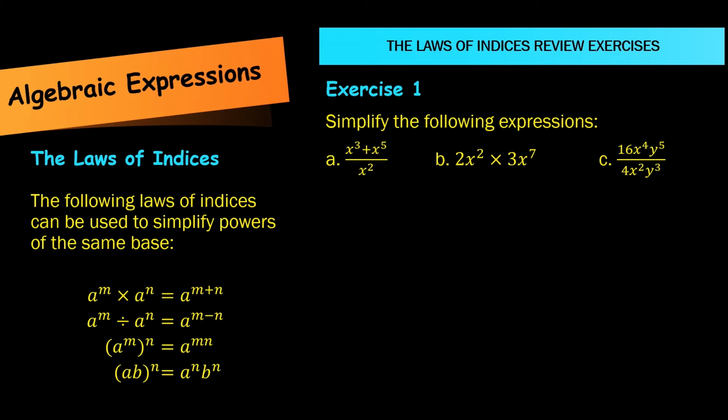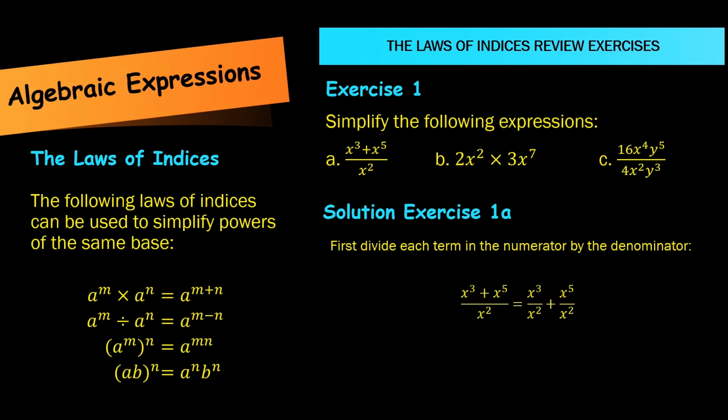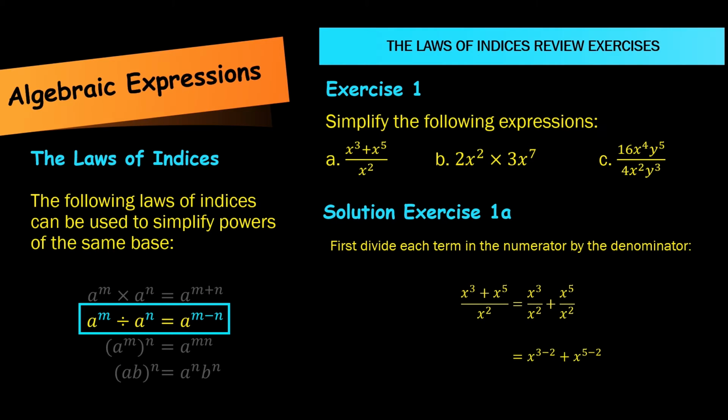So let's have a go at exercise 1. Simplify the expressions shown on your screen. We will proceed to solve exercise 1a. We are required to divide each term in the numerator by the denominator, as shown, and then apply the law of indices highlighted. So we subtract the indices in both places and then tidy up.